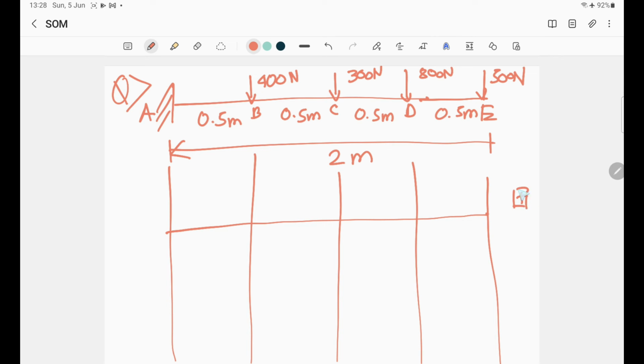Now let's find out the shear force. Obviously we need to go from right to left. Downward forces are positive here. So now this is 500, and after this we need to add 500 plus 800, which equals 1300, right? Now at the next point, 1300 plus 300 will be there at point C, which equals 1600, right? So we'll just write 1600 here.